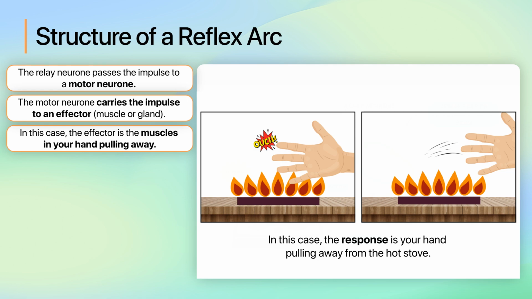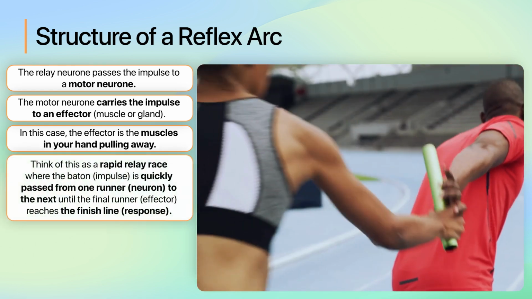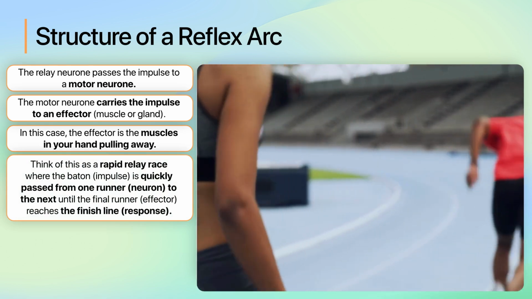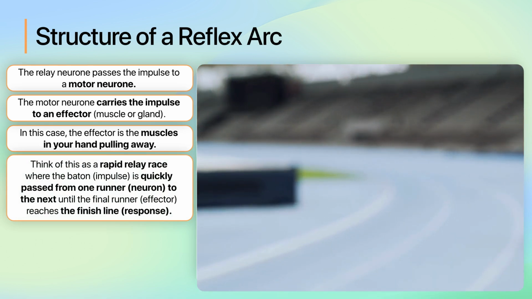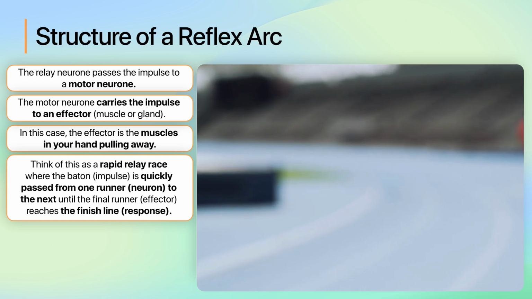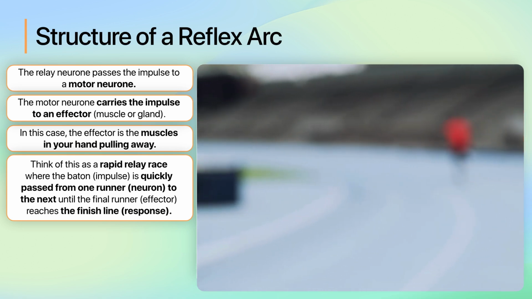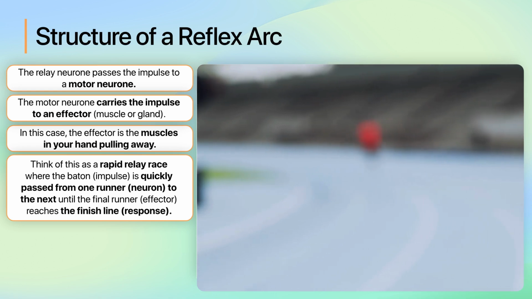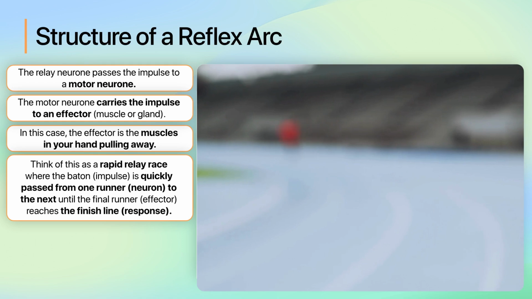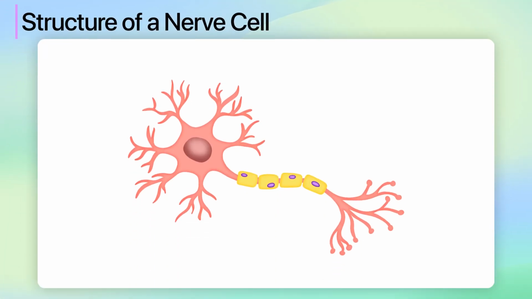To visualize this, think of it as a rapid relay race where the baton, representing the impulse, is quickly passed from one runner, representing the neuron, to the next, until the final runner, representing the effector, reaches the finish line, representing the response. Let's look at the structure of a nerve cell.